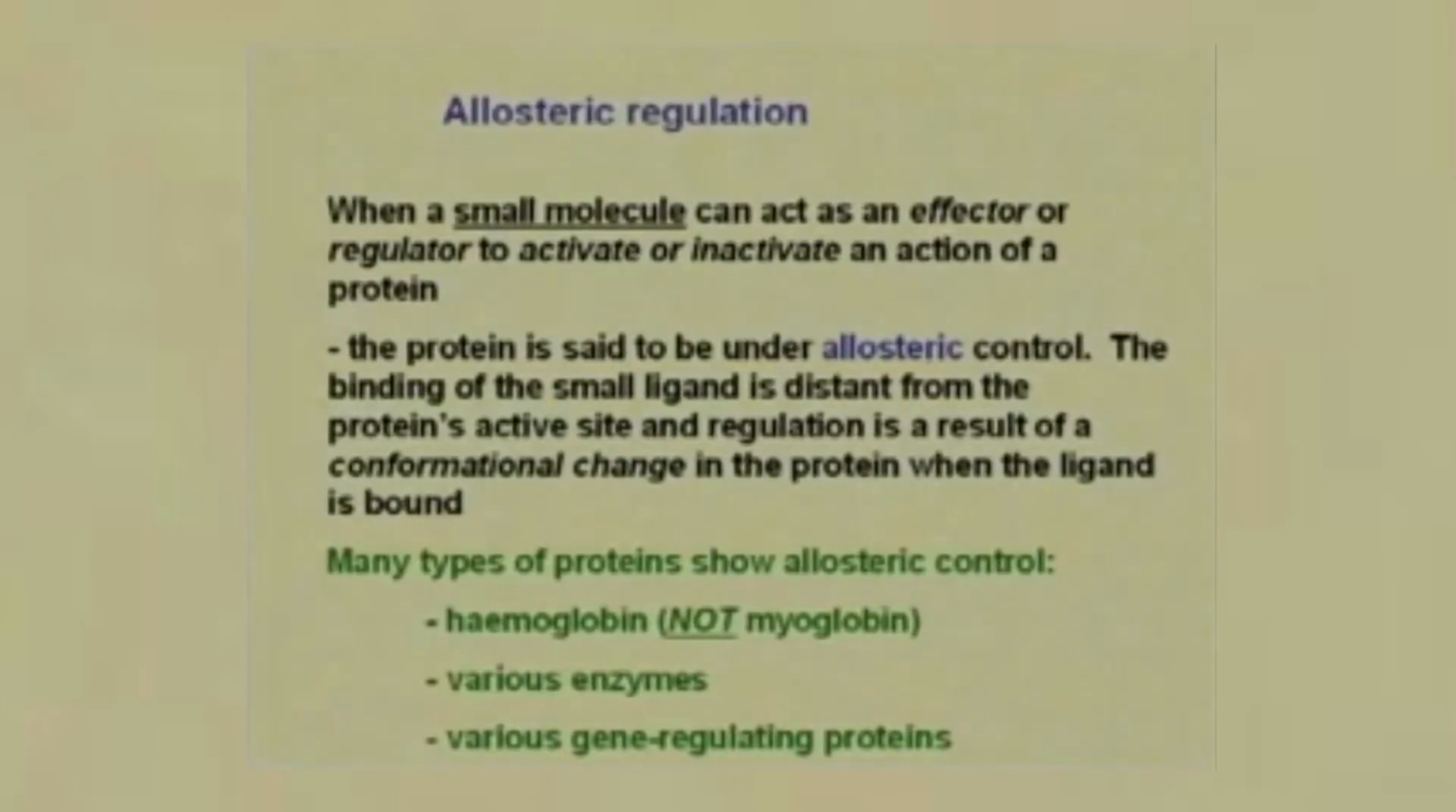Now, there are two other things that we have to consider, which we will be doing later on, where we consider what is called allostery, because when we are studying enzymes, we need to know what allostery actually is. Now, we have looked at inhibition of enzymes, activation of enzymes, okay. Now, what happens is we have these small molecules or small inhibitors or effectors or substrates act on the enzyme. What they essentially do is this small molecule can actually act as an effector or a regulator to activate or inactivate an action of a protein. Now, what do we mean by that?